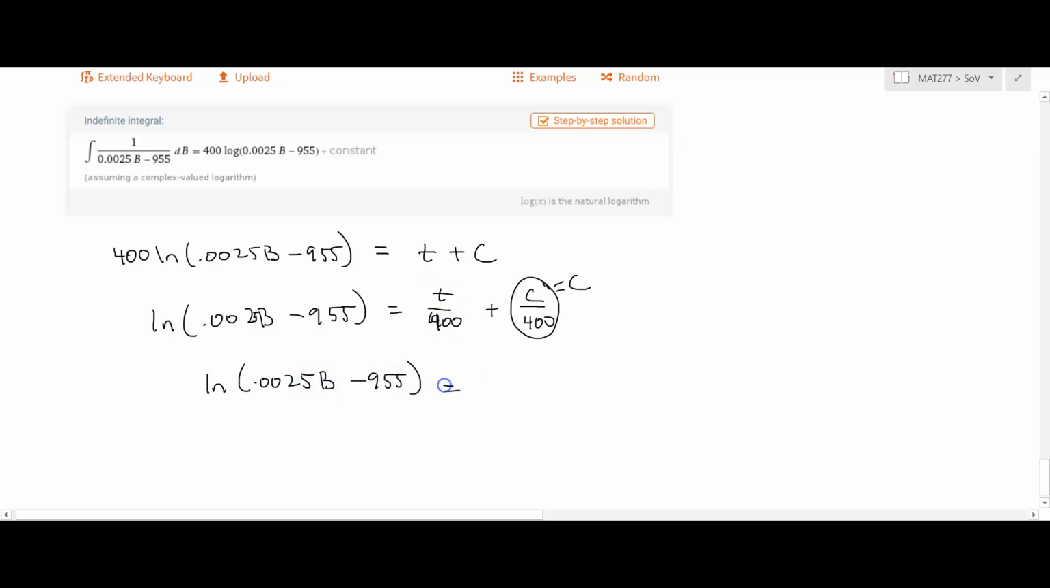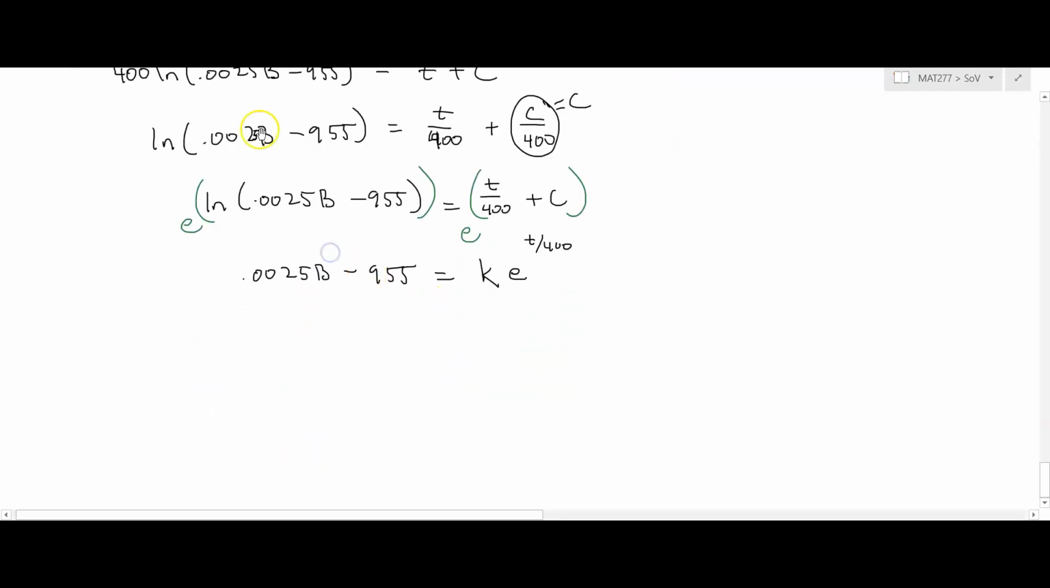So here I'll have t over 400 plus c, and now I'm going to exponentiate. This is a very, very common step in differential equations, so just make sure you exponentiate both pieces. Here we'll have 0.0025b minus 955 equals, and I'm going to break this up into e to the t over 400 and e to the c. And e to the c is what we've called k. I'm combining a couple of steps here, but go ahead and write it out if it helps.